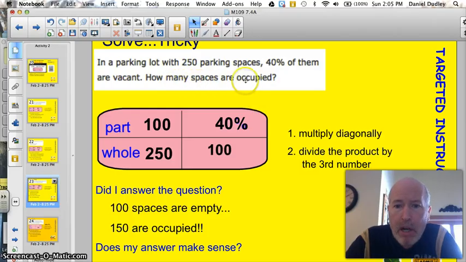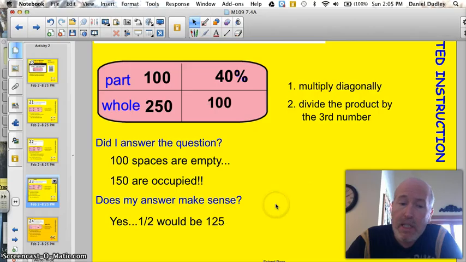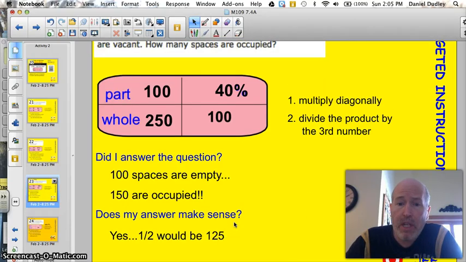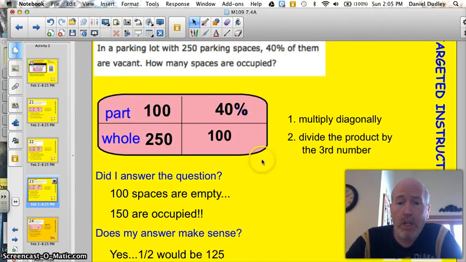I'm going to double check it. How many spaces are occupied? Okay, there are 250 total, 40% of them are empty. So here's the 40% that are empty. Yes, 150 have cars in them, 150 are occupied. Does it make sense? Yeah. Half of it, or 50%, were vacant. That would be 125, so we're looking good.